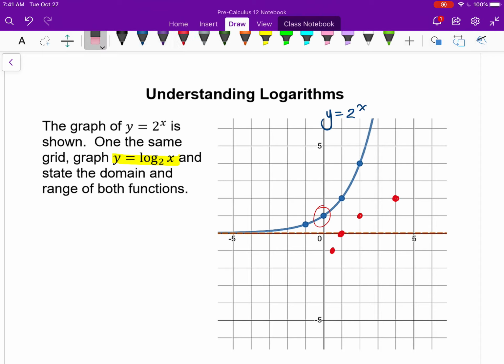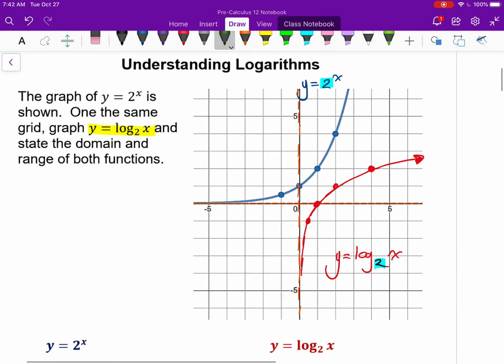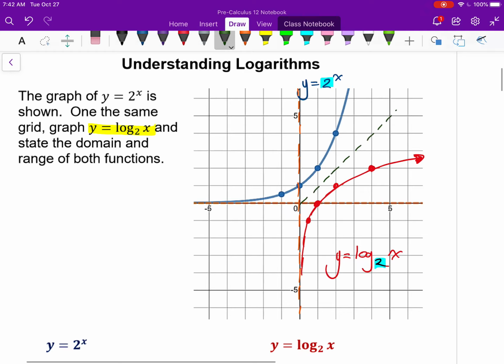And if I do the same thing for the other points I have plotted, I quickly get these points here. And whereas an exponential function has a horizontal asymptote on the x-axis, a logarithmic function will have a vertical asymptote on the y-axis. And hopefully by now you can see the shape of this particular logarithmic function. And this again we write as log base 2 of x. And that base you see right there, that 2, corresponds with the base of the exponential function. And I'll draw the reflection line, y equals x.